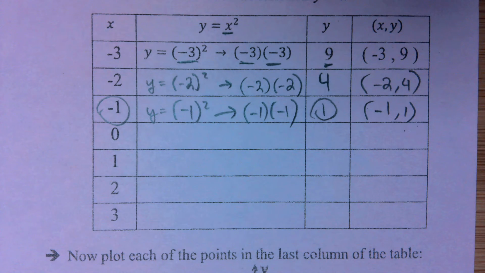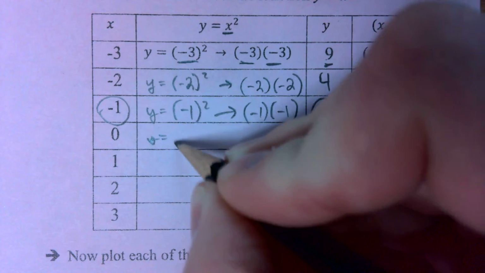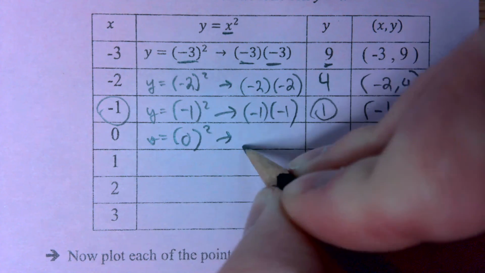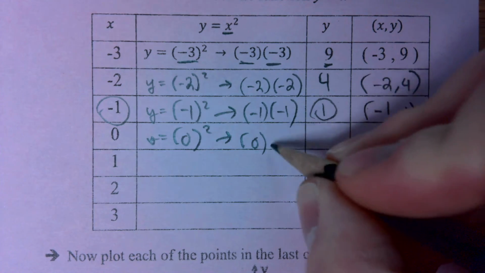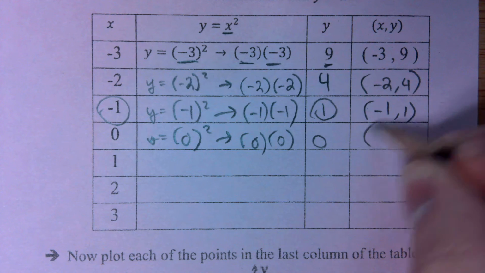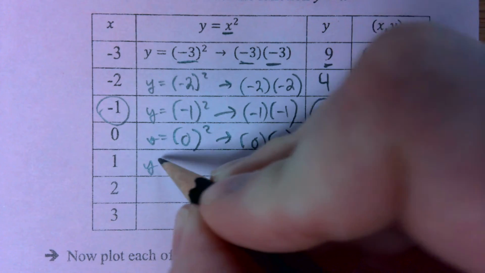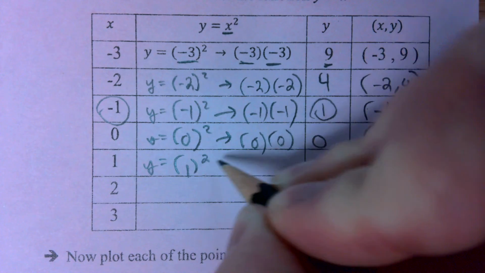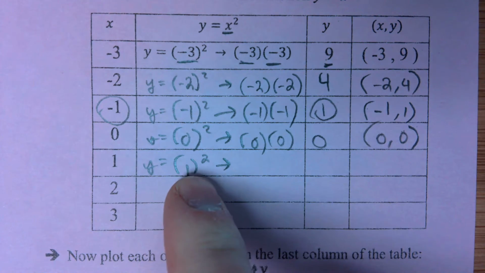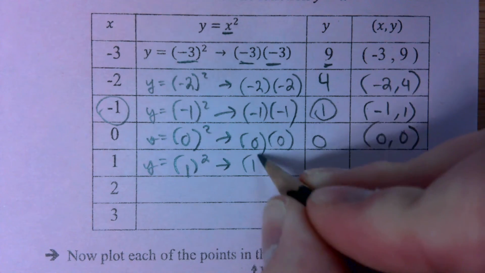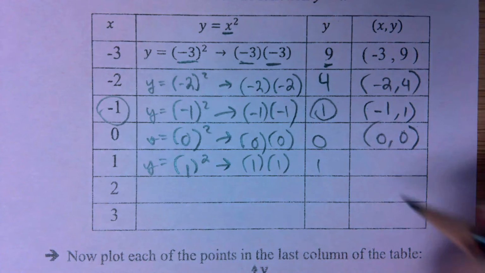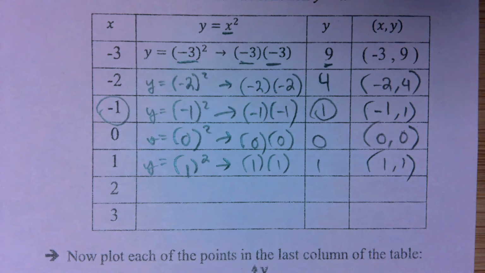What happens when we plug in 0? Y is equal to 0 squared. 0 squared is just 0, right? 0 times 0 is 0. So we got one point right there at the origin, which is nice. Azalea, what happens when we plug in +1? That's right, we get 1 times 1, which is again +1.